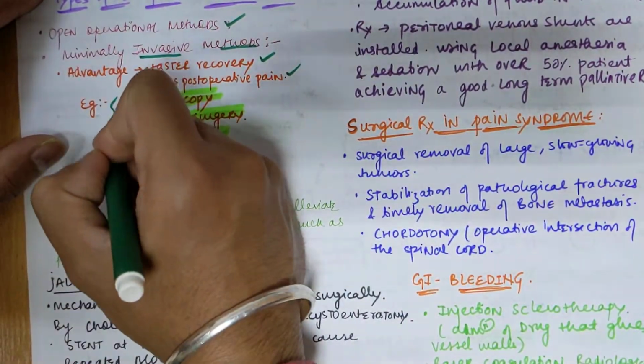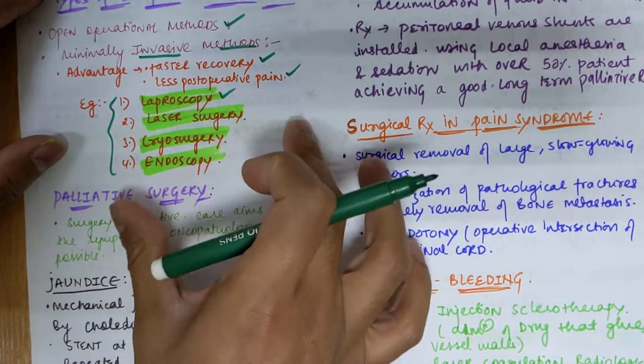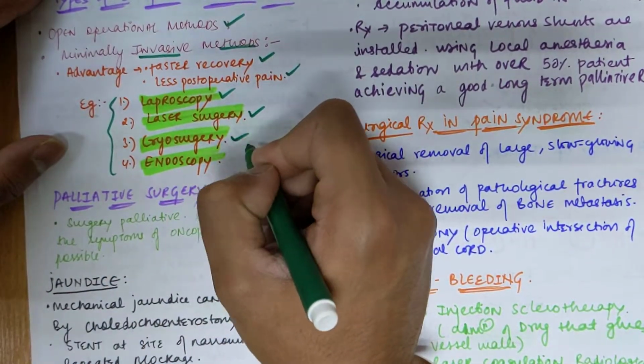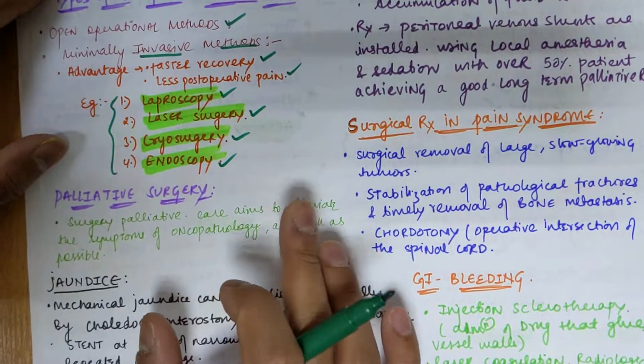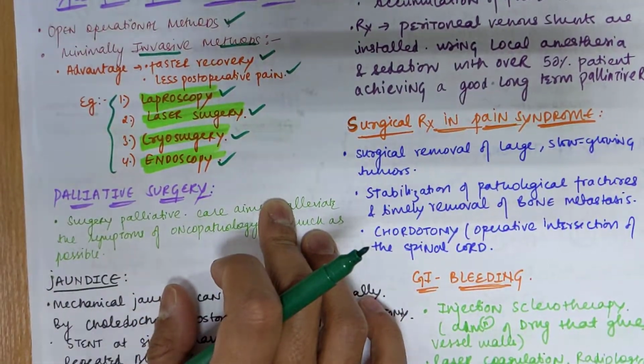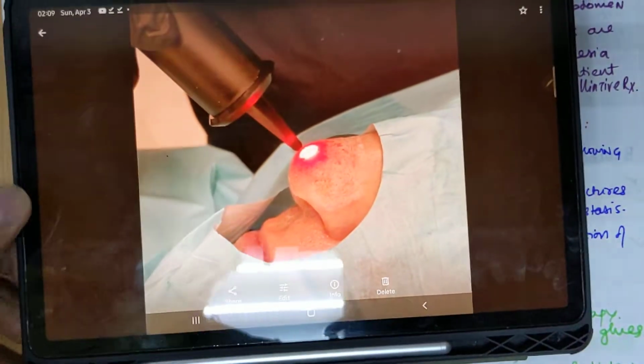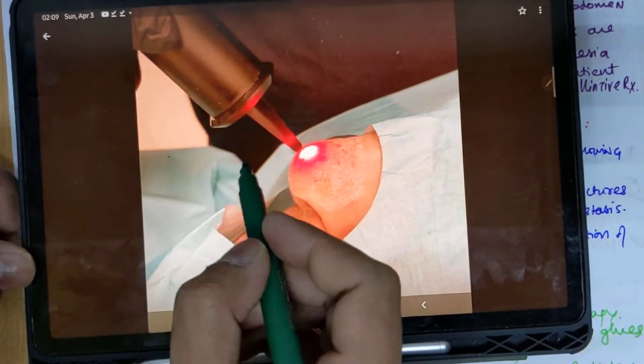Now we have four types: laparoscopy, the viewing of the abdomen, laser surgery, cryosurgery, and endoscopy. Now you can see the laser surgery. You can see this is a skin cancer, and the laser is being used here.